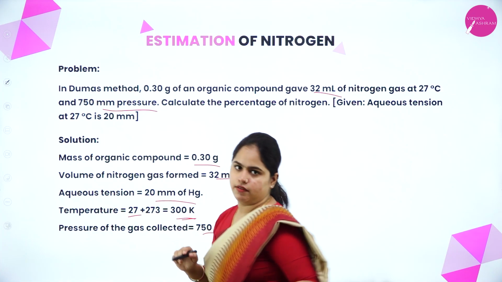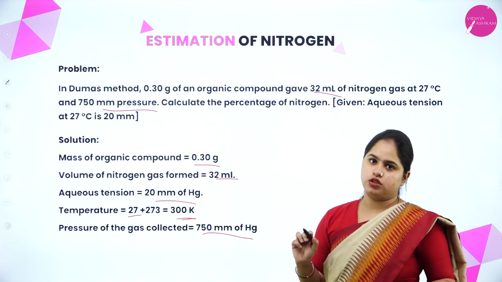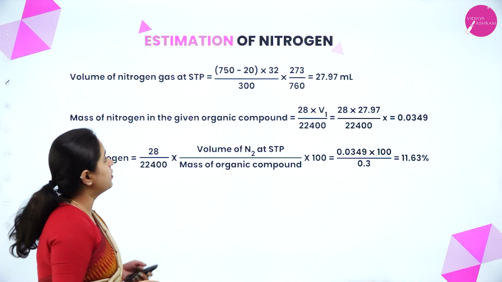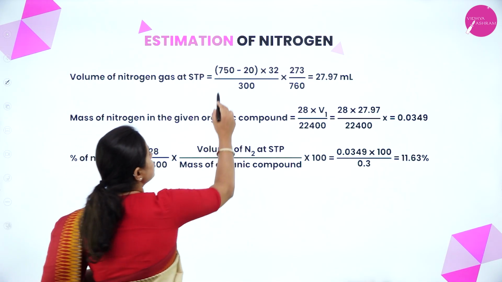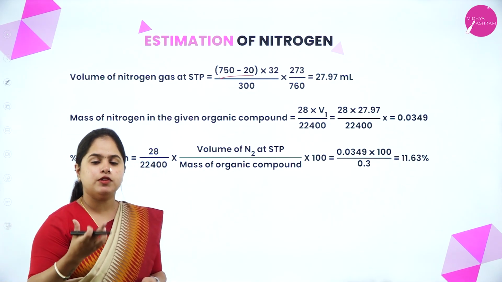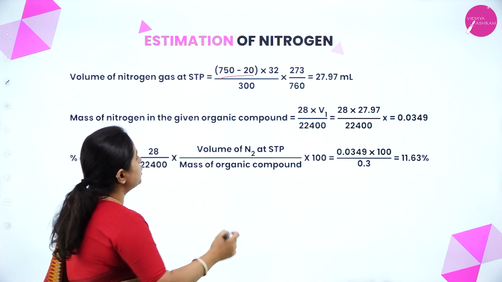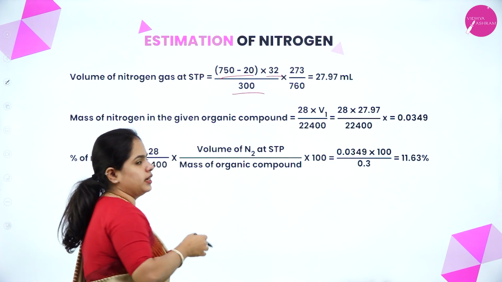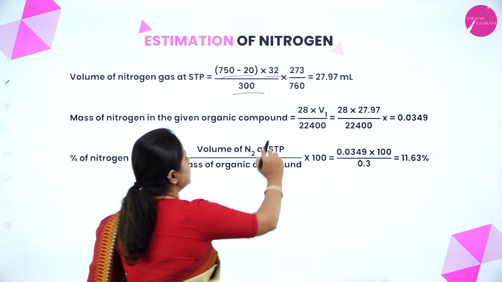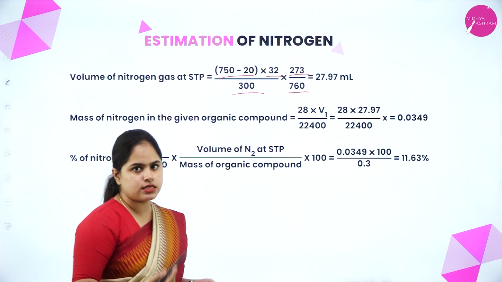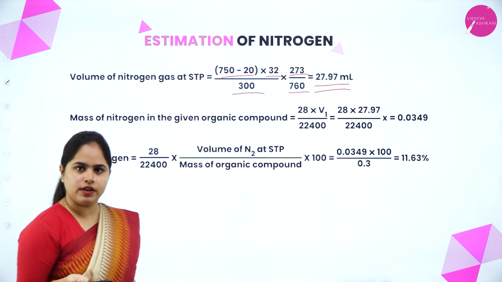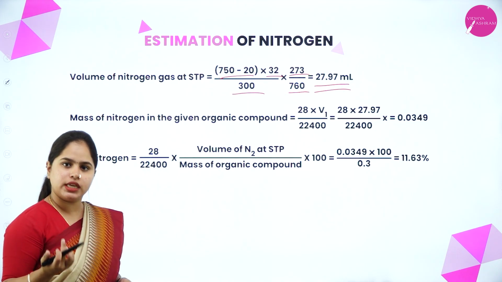The pressure is also given, right? And the aqueous tension is also given. So, now how to do the calculation? Volume of nitrogen gas at STP is given by 750 minus 20. What is 750 minus 20? It is the difference between atmospheric pressure and aqueous tension, which will give the pressure of the dry gas, right? Into 32, which is the volume, divided by 300. 300 is the temperature which is given, which we converted into Kelvin scale, right? And into 273 by 760. This is in standard condition, and you get the value as 27.97 ml. So, that is the volume of nitrogen gas at STP.